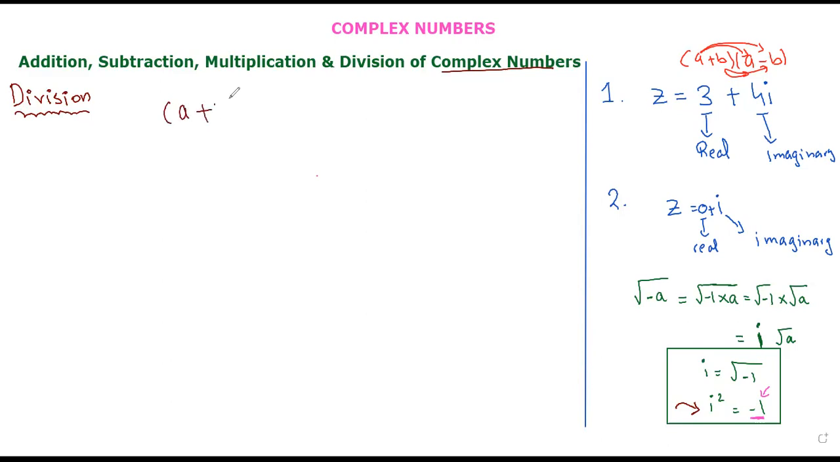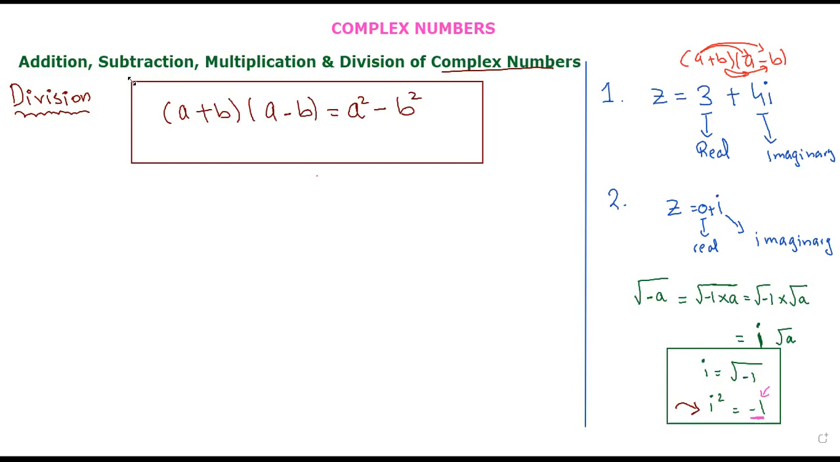A plus B into A minus B is A square minus B square. This is A plus B into A minus B. Okay. Yes. Please write it down somewhere because it is very, very important, right?